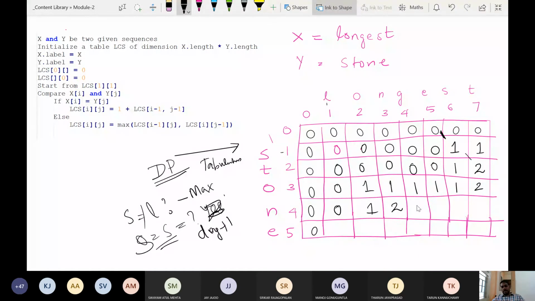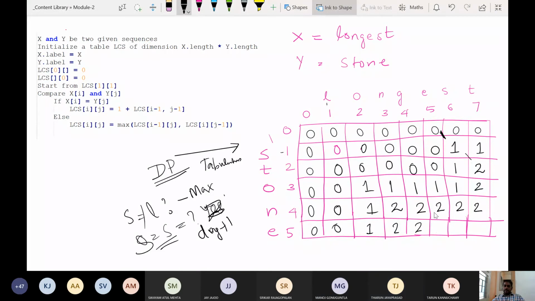What about N and G? 2. N and E? 2. N and S? 2. N and T? 2. Okay? Now E. E and L? 0. E and O? 1. E and N? 2. E and G? 2.